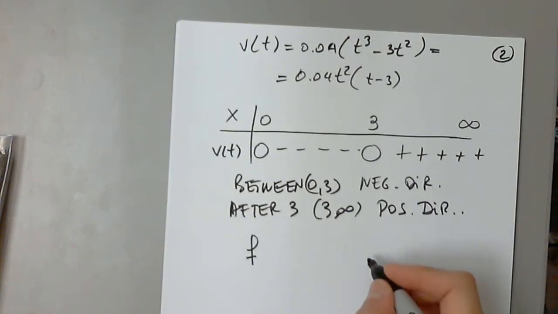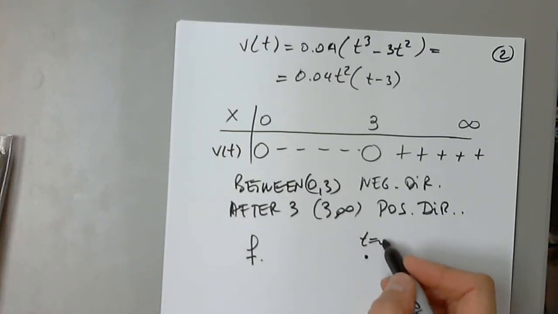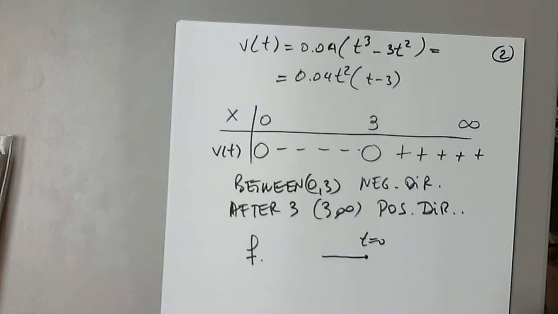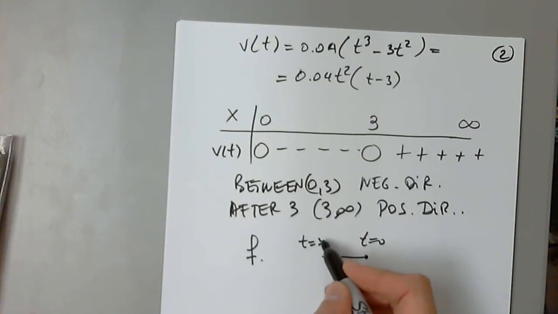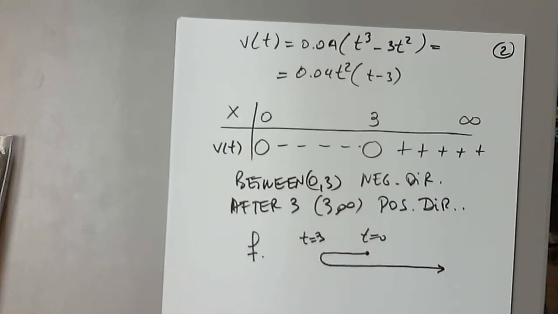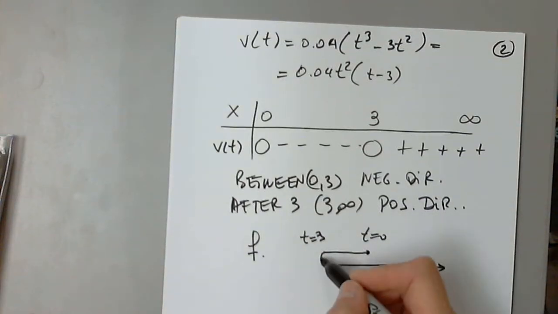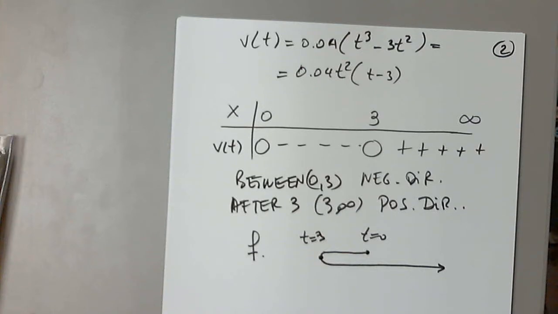So the particle starts here at time equals 0, goes in the negative direction till t equals 3 seconds, and all of a sudden turns and goes to the right all the way. So at this point, it's time 3 seconds, and then all the way it will be positive. So this is in a negative direction. It's going to your left, and then exactly 3 seconds later, it turns and goes to the right forever. Is that okay?